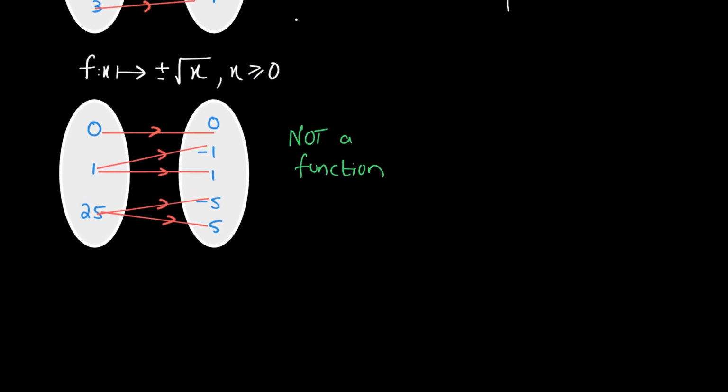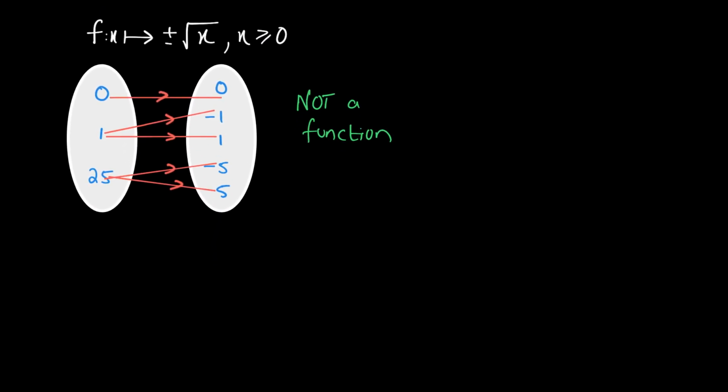Now the next mapping we can consider is f of x equals plus minus root x. Alright, so what's happening is when you insert 0 you get 0, but when you insert 1, the output could be 1 or it could be -1. Similarly, when x is 25, plus minus square root of 25 would be plus minus 5. So a single input is generating two outputs. Alright, so this is not a function because it is one to many. One input is generating many outputs. Some elements in the domain are mapped onto more than one element in the range.